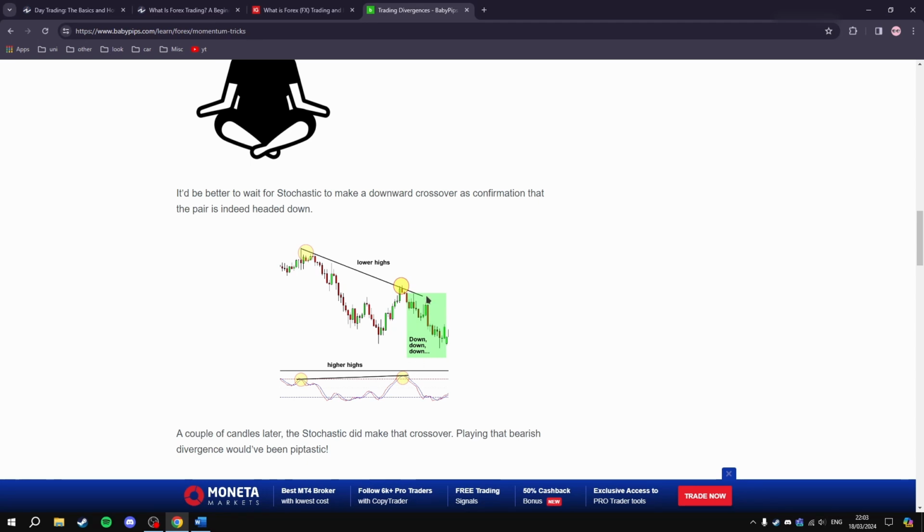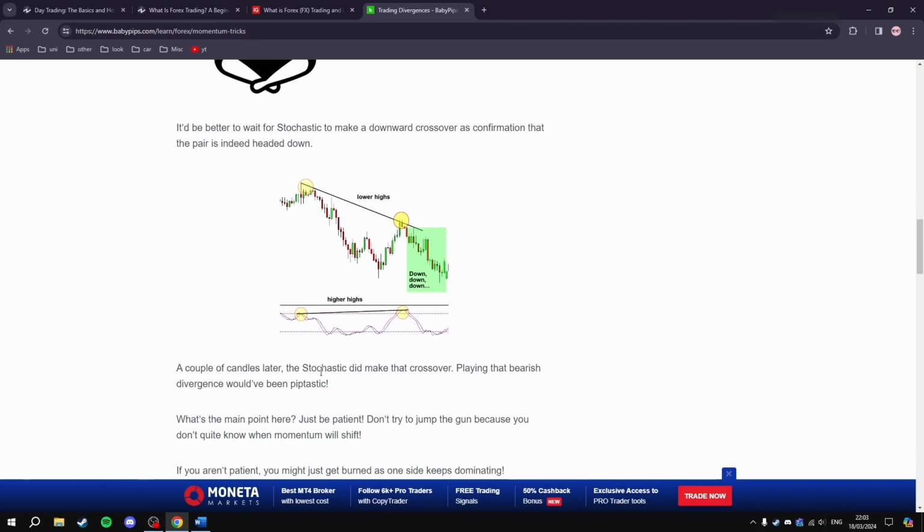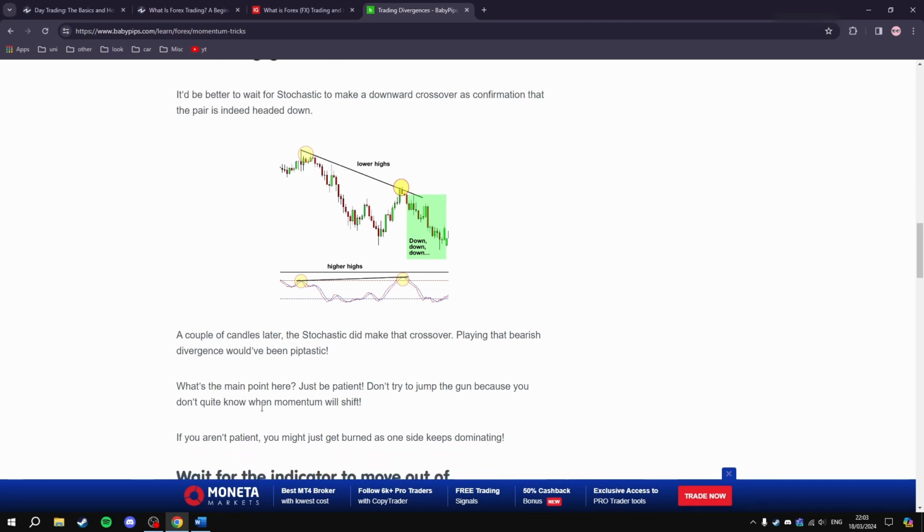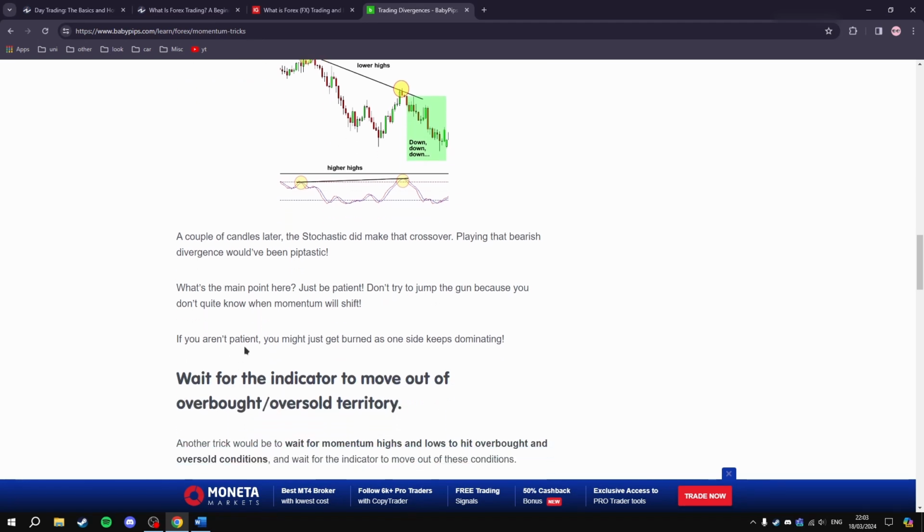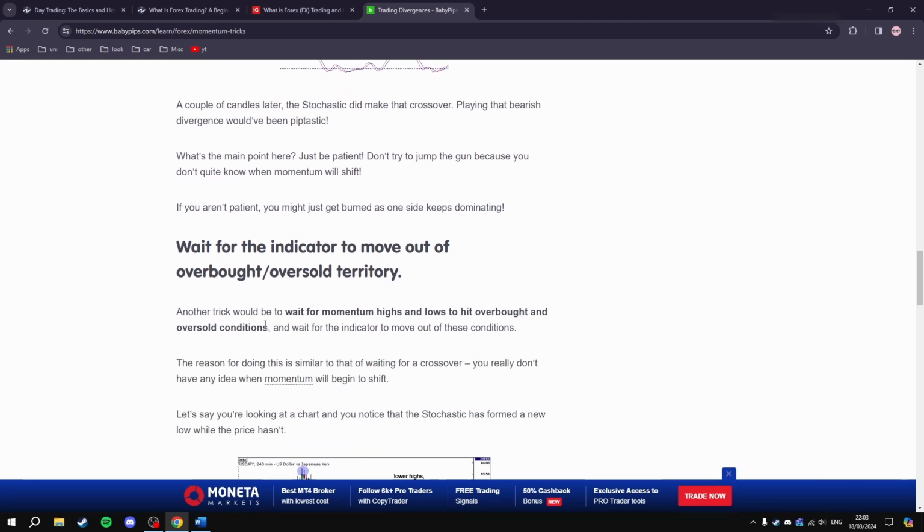So downward crossover. A couple of candles later, the stochastic did make a crossover. Playing that bearish divergence would have been piptastic. What's the main point here? Just be patient. Don't try to jump the gun because you don't quite know when the momentum will shift. If you aren't patient, you might just get burned as one side keeps dominating.